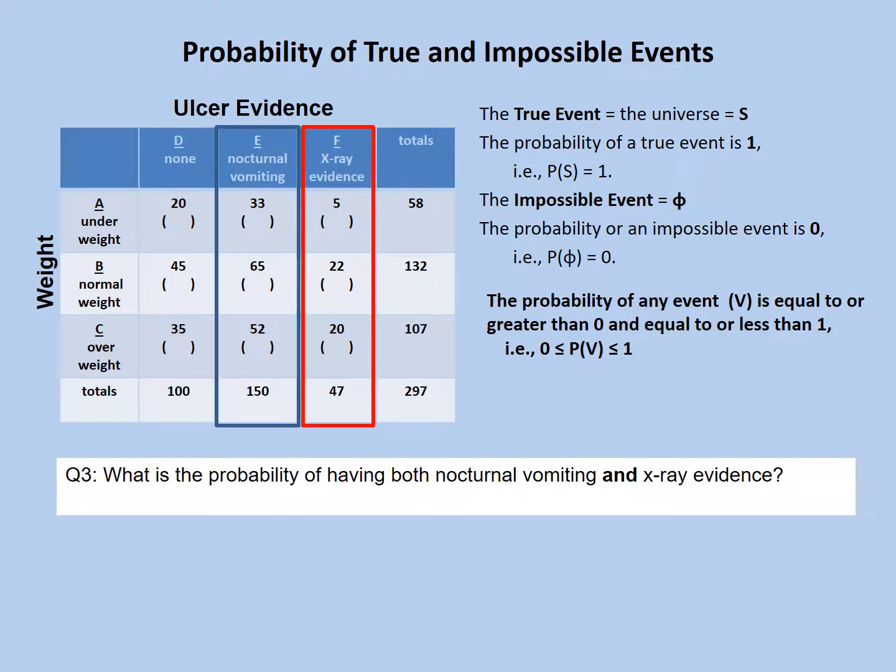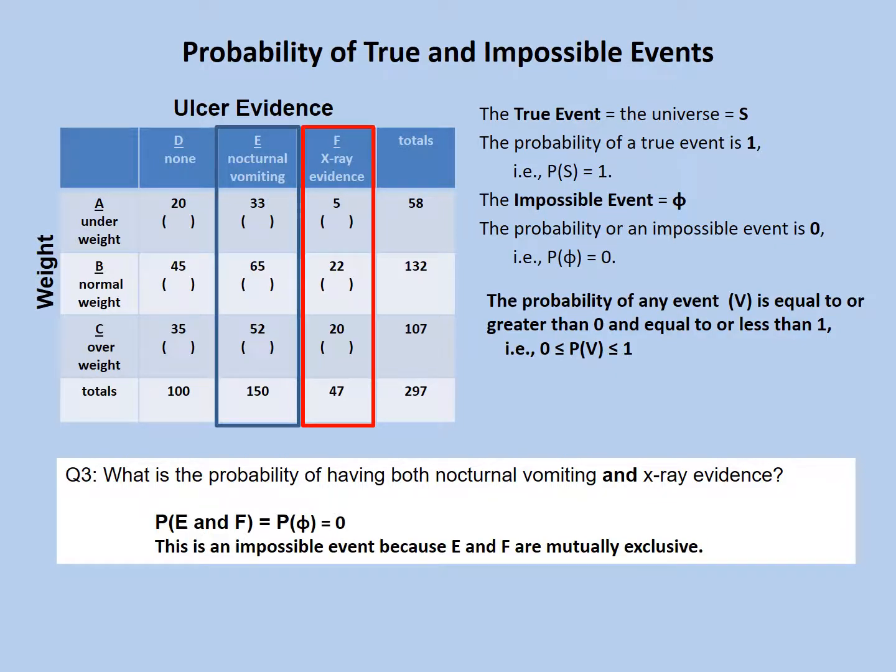So what is the probability of having both nocturnal vomiting and X-ray evidence? Now this question is a little tricky, and you have to answer it based on the way the categorization of the table has been set up. The answer is P of E and F, which is equal to the probability of the impossible event, or 0. The reason why this is an impossible event is because we have defined the categories so that the events E and F are mutually exclusive.